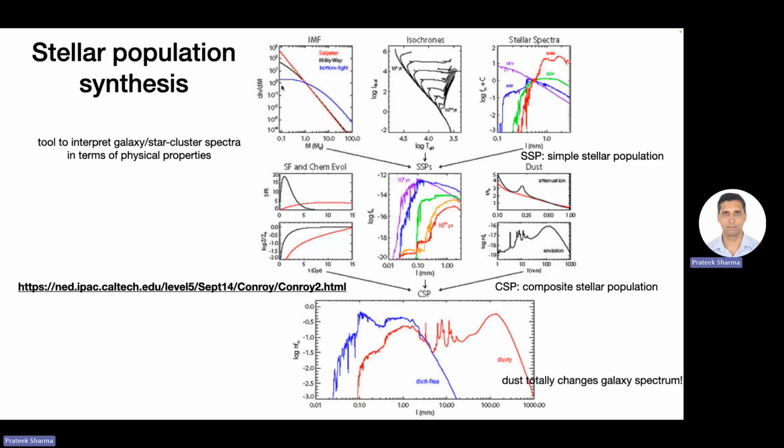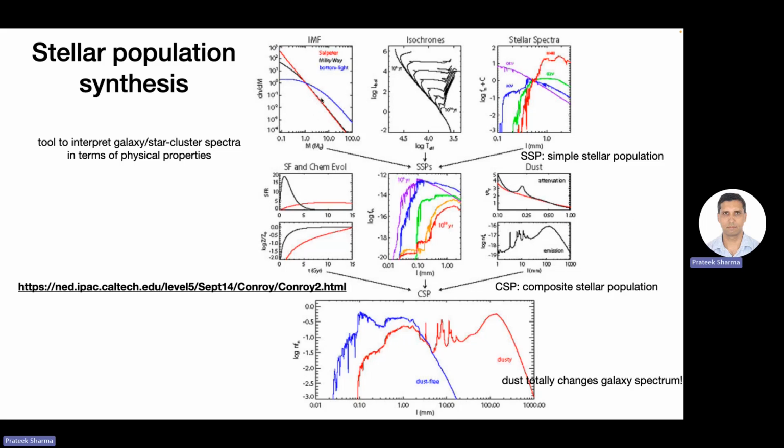Bottom heavy IMF means that there are many more heavier stars than the lighter stars, right? Bottom heavy, the guys at the bottom, the heaviest ones, are more numerous. So this is a bottom heavy IMF.